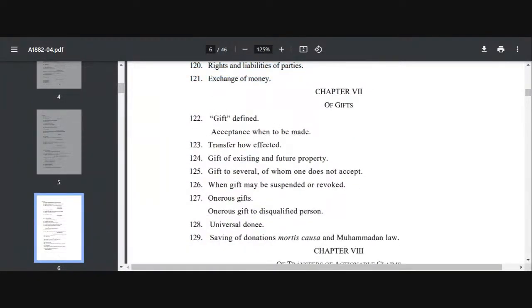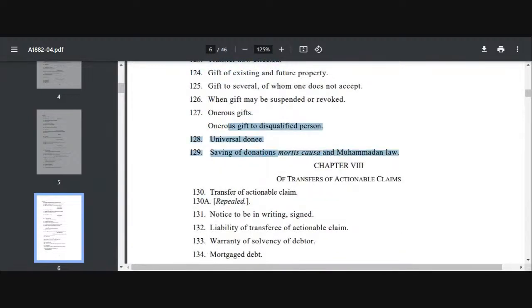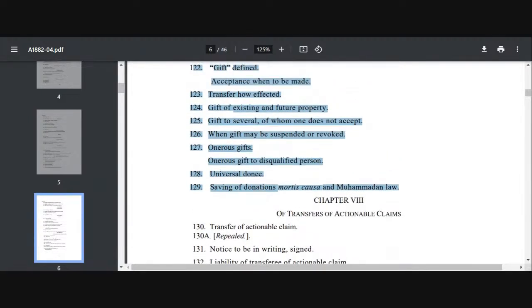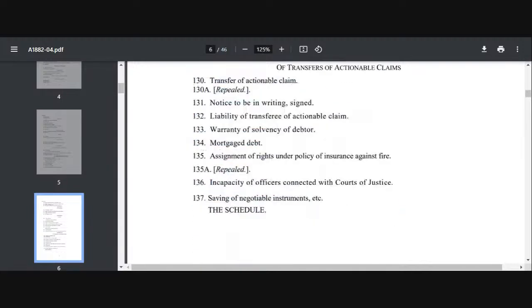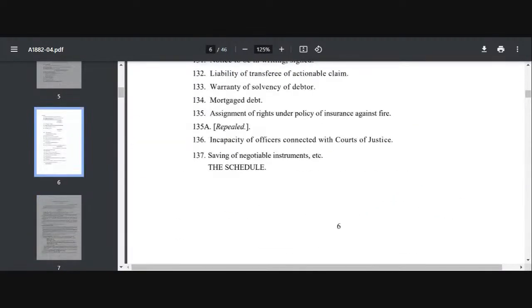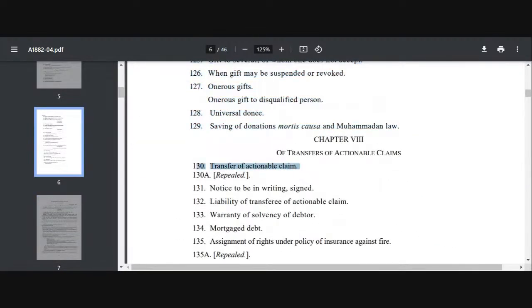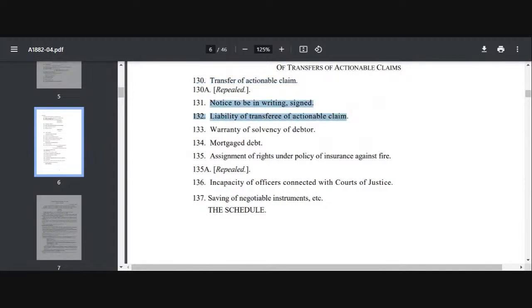गिफ्ट में आपको 122 पढ़ना ही है, 123 पढ़ना ही है. ये सारा gift is also important. गिफ्ट के सारे sections are important. I will not mark anything in gift, it is important. Actionable claim भी आप एक बार read कर लो, but 130 एक बार अच्छे से पढ़ना. 130, 131, 134, 136, all these are important. अदरवाइज बाकी सब तो पढ़ना ही है.